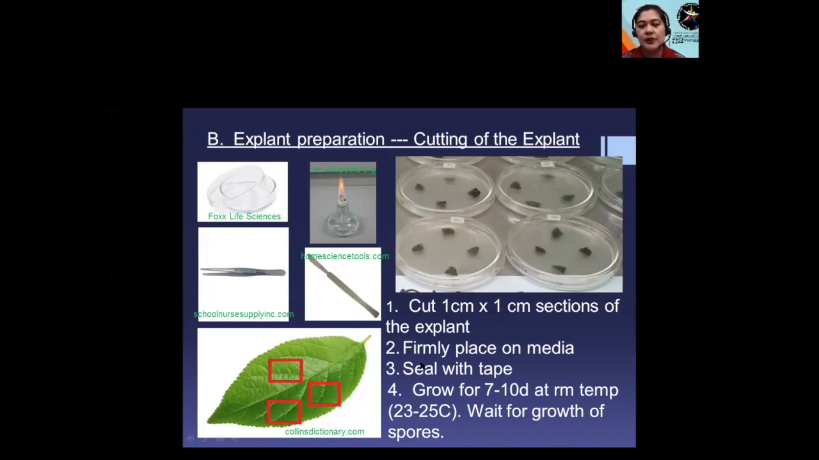And then after which, you make sure that you seal it with tape. Okay? Seal it with tape para wala pong papasok na contamination. And then, you leave that for 7 to 10 days. Room temperature, please, hanggat maaari sa lugar na hindi naaarawan.